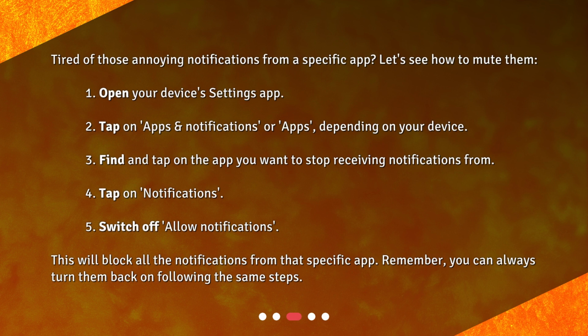1. Open your device's Settings app. 2. Tap on Apps and Notifications or Apps, depending on your device. 3. Find and tap on the app you want to stop receiving notifications from. 4. Tap on Notifications. 5. Switch off Allow Notifications. This will block all the notifications from that specific app. Remember, you can always turn them back on following the same steps.